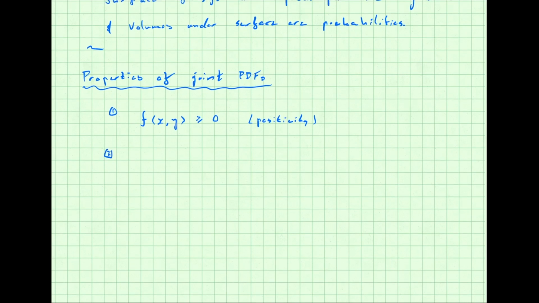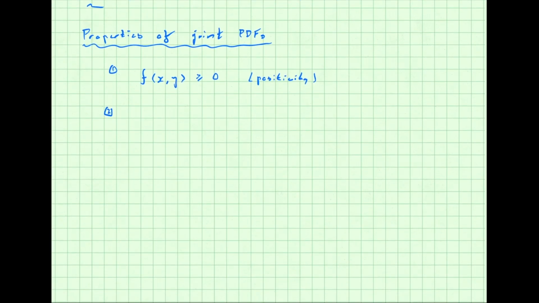And then the second one is honesty. But the honesty condition looks a little bit different here because, again, you get probabilities by adding up the volume underneath the surface. And so that's going to look like this. Integral from minus infinity to infinity, and then we've got another one, one for the x dimension and one for the y dimension.